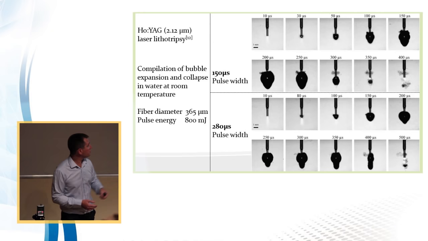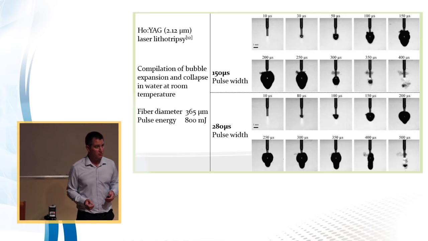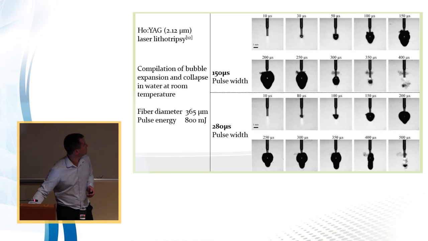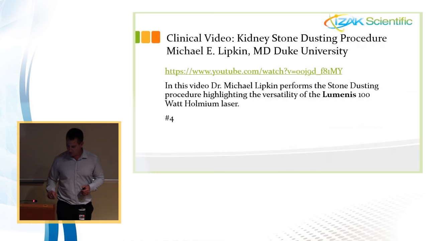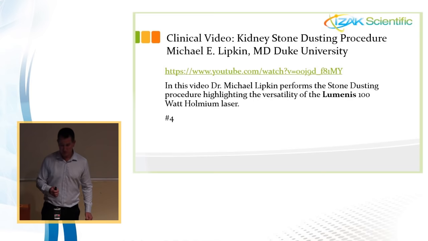All the images here are with a fiber diameter of 365 micron and energy of about 800 millijoule, which is high energy. All of them with the Holmium YAG laser. Now we're going to see some demonstration to see how the fragmentation happens in practice. So just a second.